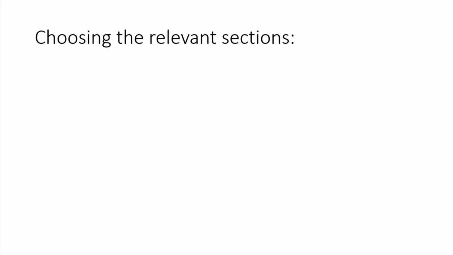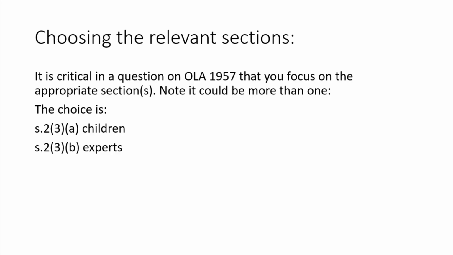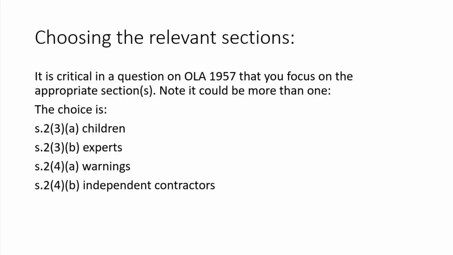Once you have completed choosing the relevant sections, it's important to note that it could be more than one. Then you will have made sure that you've got the right marks. So the choice that the examiner is looking at really is, is he going to focus on children? Is he going to focus on an expert? Will he have a warning? Or might that be an independent contractor in the scenario? And as long as you are choosing the right one, then you should get the marks.